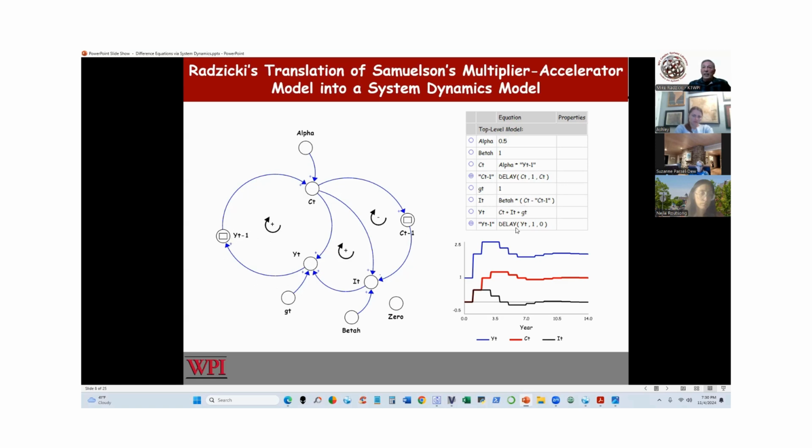YT minus 1 is just a material delay, an infinite order delay of 1 period. So it's YT minus 1, and then that goes into alpha times YT minus 1, which is spending by the household sector. Then that gets lagged with a first order infinite order material delay. And then investment spending is beta times the difference between this household sector spending now and before.